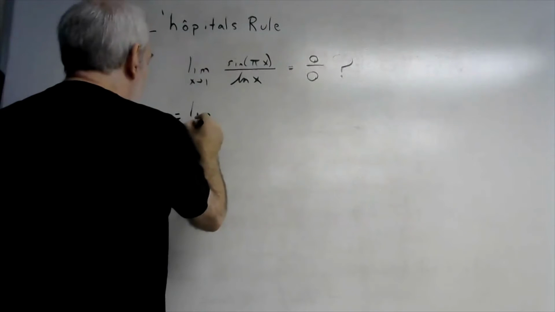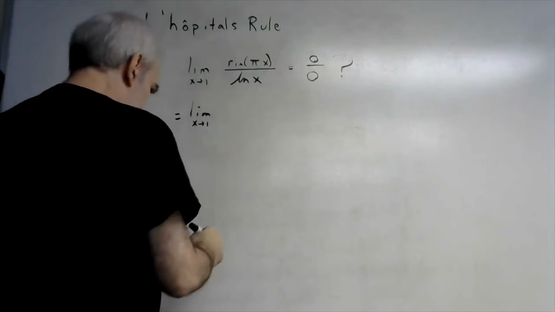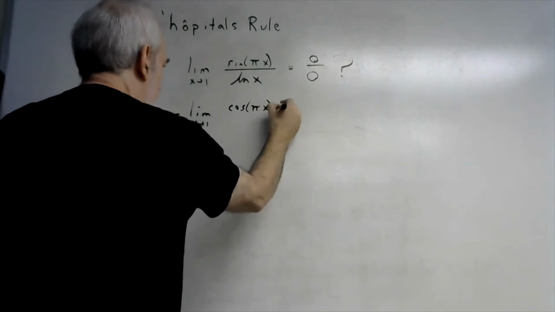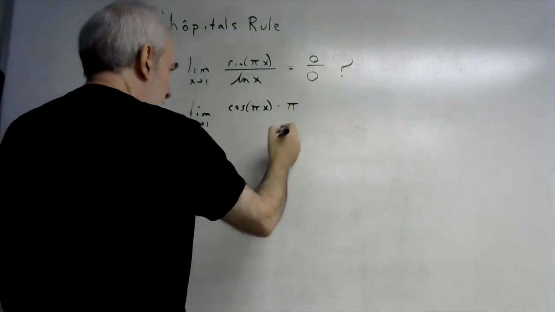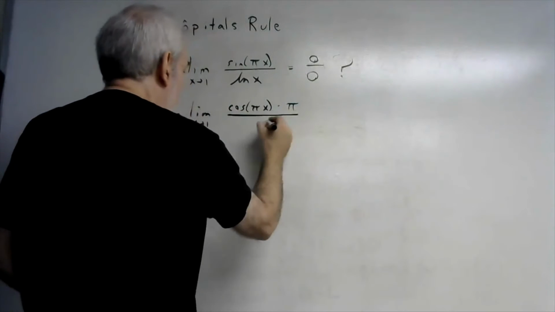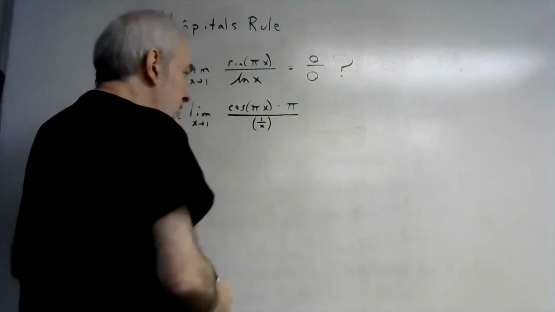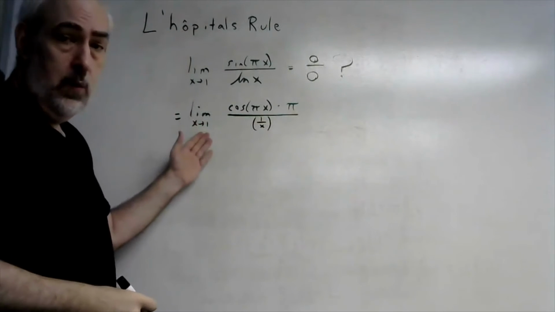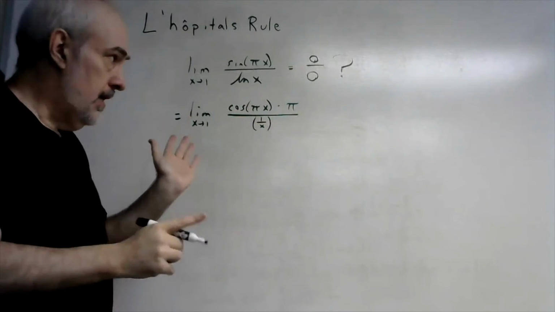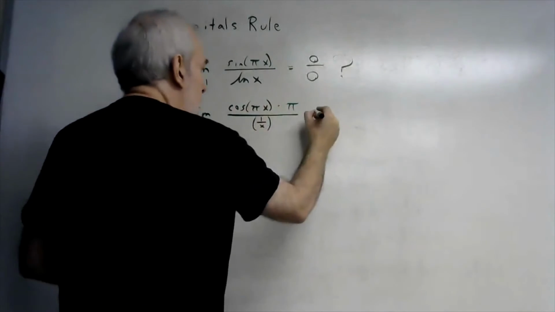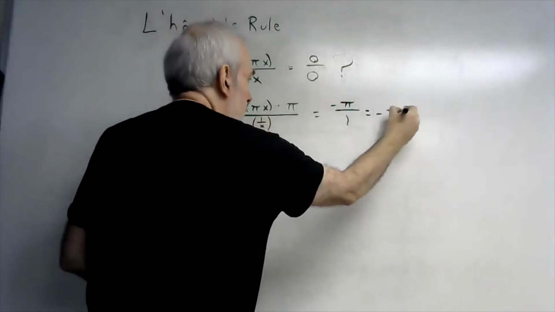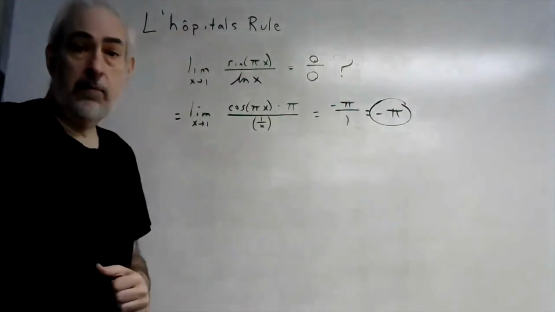Okay, so the derivative of the top, the derivative of sine is cosine. Keep the inside the same, and then multiply by the derivative of the inside, which is pi. That was chain rule. Okay, derivative of the bottom is 1 over x. Okay, now we try to plug in 1 into the equation. Cosine of pi is negative 1. So negative 1 times pi over 1. So the answer is negative pi.